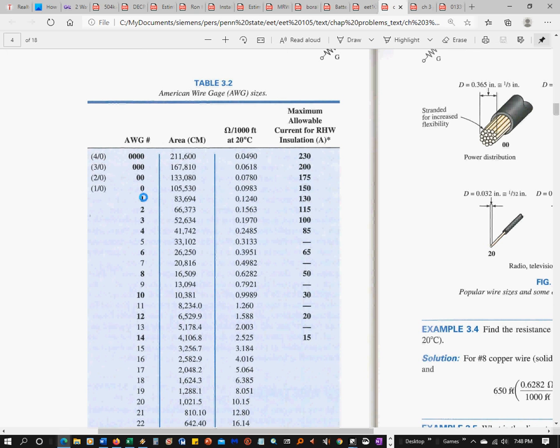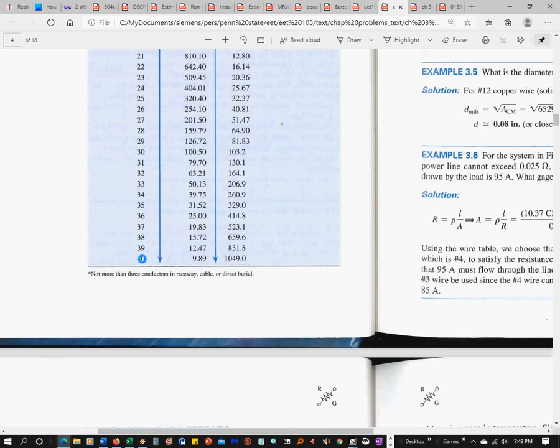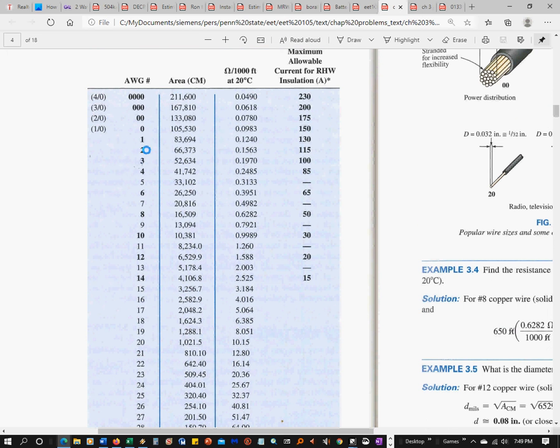It shows AWG sizes: 4/0, 3/0, 2/0, 1/0, and then 1, 2, 3, 4, all the way up to 40. That's pretty small, but it gives you the area in circular mils. Let's say 12 gauge wire: the area in circular mils is 6,529.9, and then the ohms per thousand feet at 20 degrees C. If you had 1,000 feet of that wire, it would be 1.588 ohms.